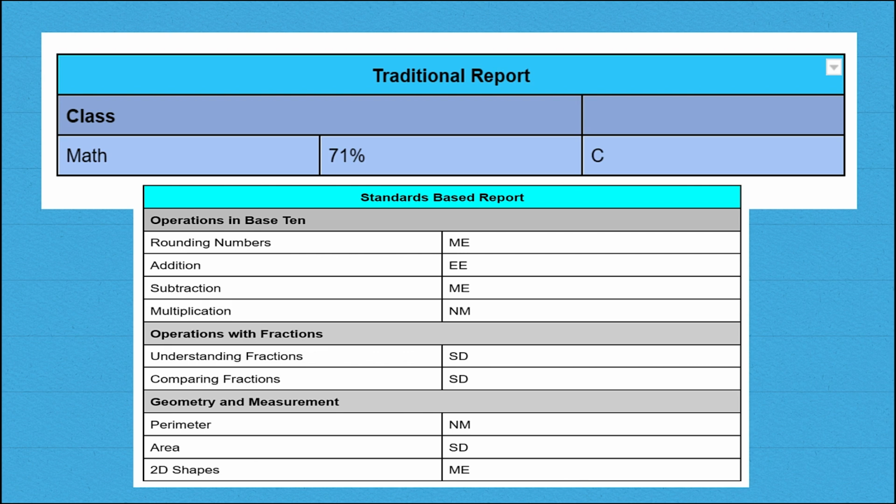We're on a standards-based report card or progress report. We're going to break that math class down into the individual standards, and then we're going to give a measurement on where you are in the learning there. So if I look down at the standards-based report card, rounding numbers, meeting essential skills, that's good. Addition, exceeding, subtraction, mastery of the essential skills, that's good. Multiplication, nearing mastery, I'm almost there, need a little work. Fractions, I'm just starting to learn about fractions. So it gives me a much better idea as a parent, as a teacher, so I can plan lessons, as a student on what I need to work on.